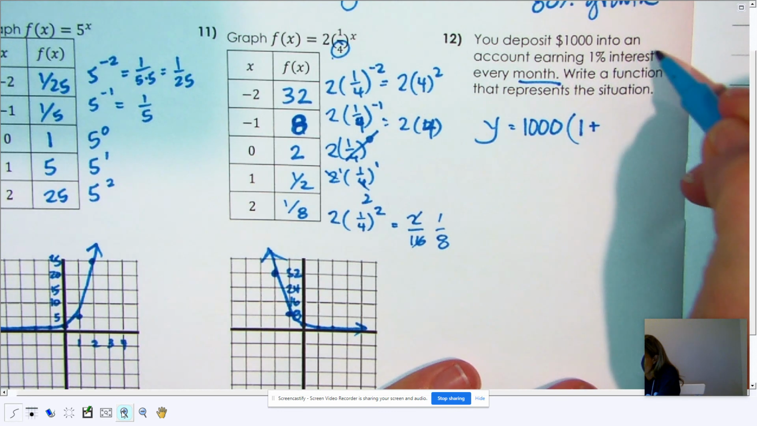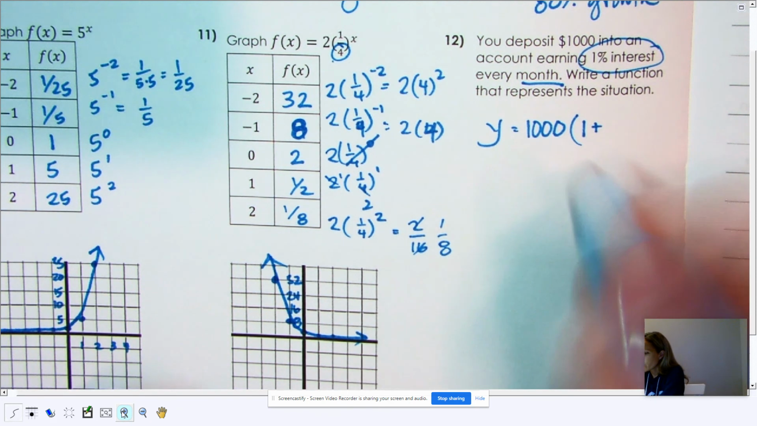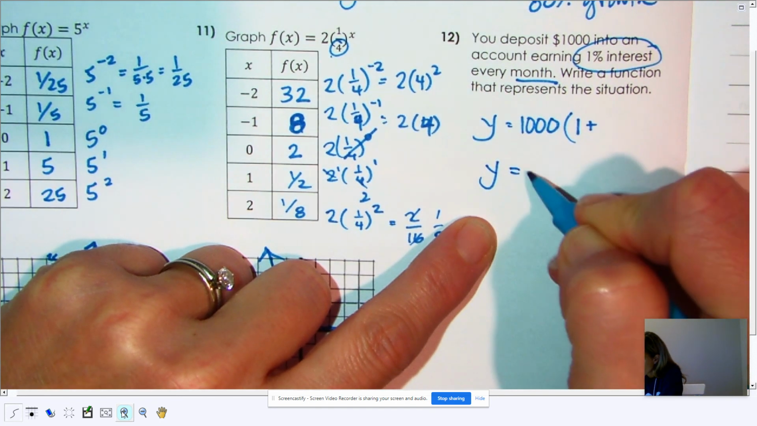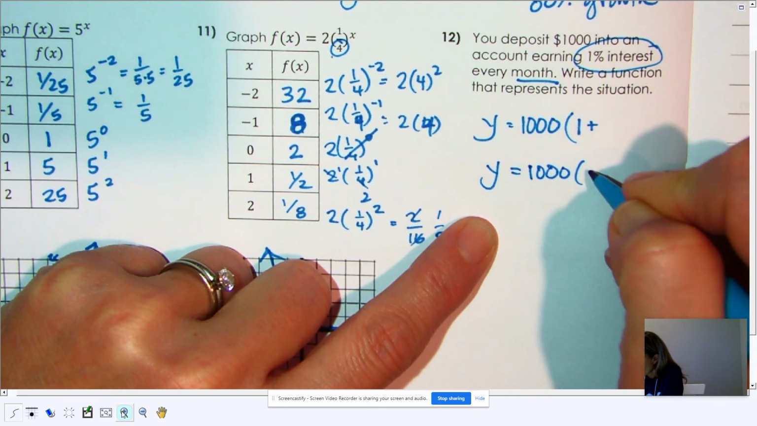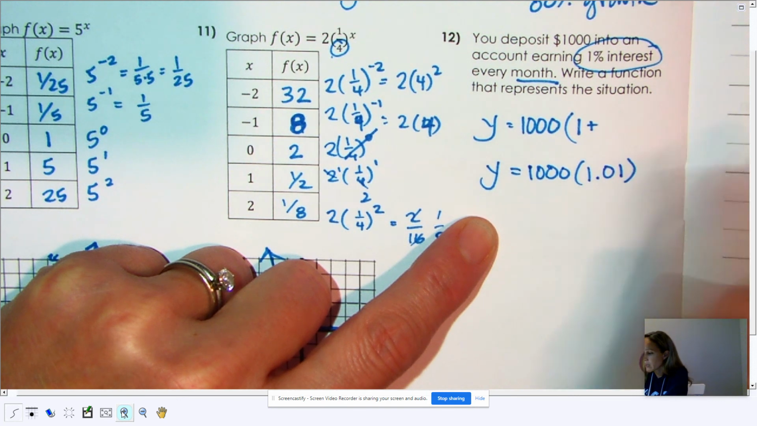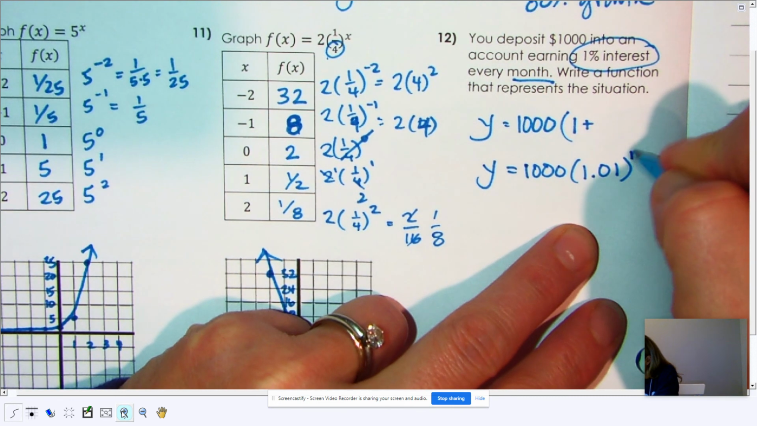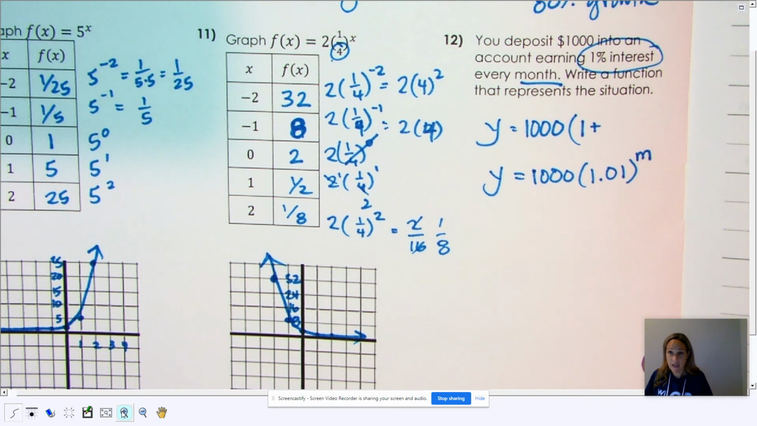This one says we're earning 1% interest every month. So it's not really saying that we're earning 1% annual interest compounded monthly. So the correct way to write it, the way that this is worded, is y equals 1,000 times 1.01. So starting at our 100%, going up by 1 and doing that every month. So we would get 1% every month. So that's what that should look like.